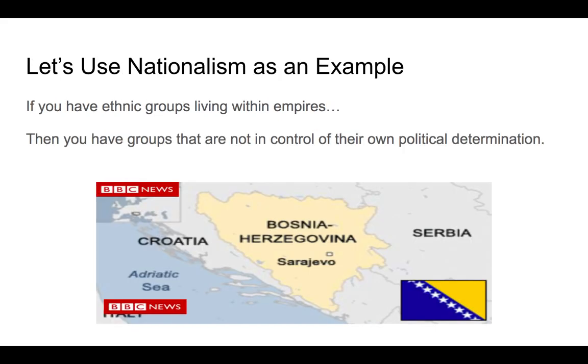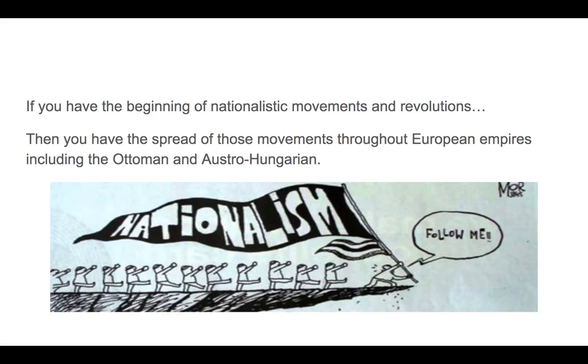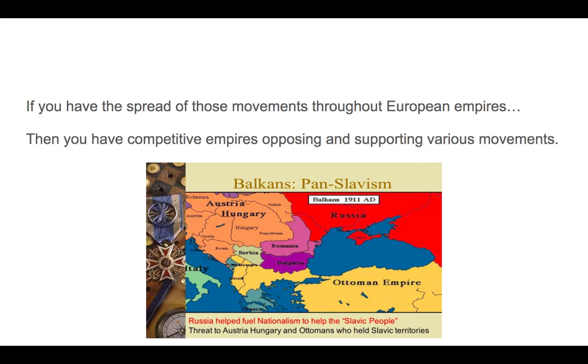Let's use nationalism as an example. If you have ethnic groups living within empires, then you have groups that are not in control of their own political determination. If you have groups that are not in control of their own political determination, then you have the beginning of nationalistic movements and revolutions. If you have the beginning of nationalistic movements and revolutions, then you have the spread of those movements throughout European empires, including the Ottoman and Austro-Hungarian. If you have the spread of those movements throughout European empires, then you have competitive empires opposing and supporting various movements.